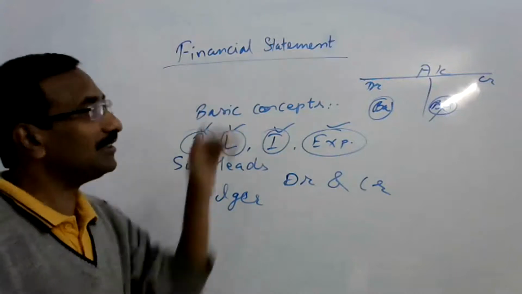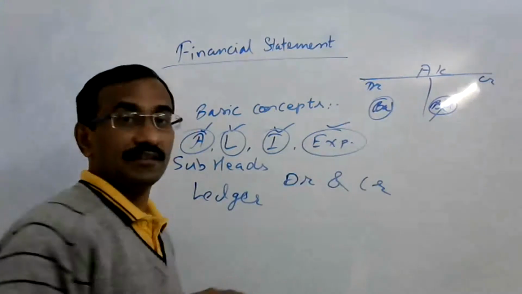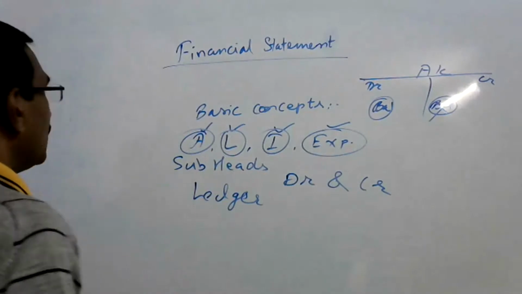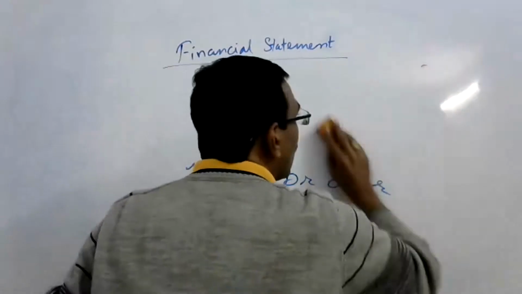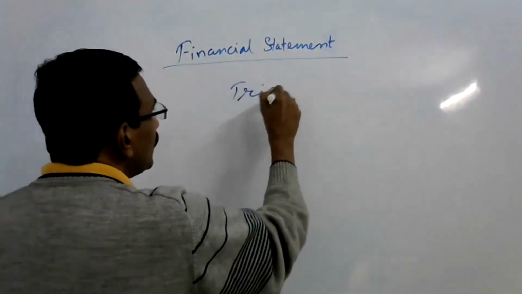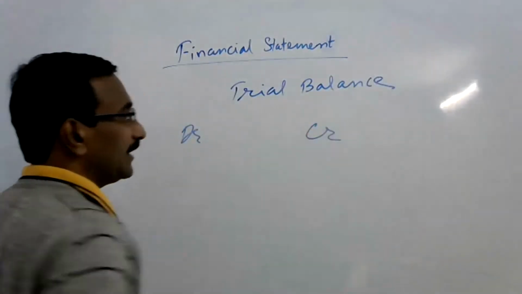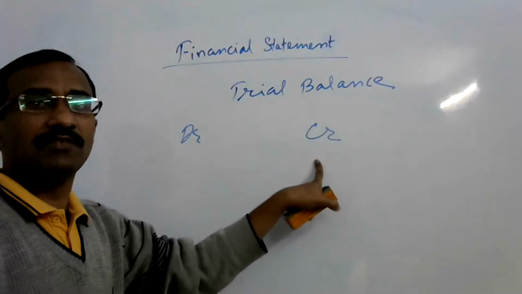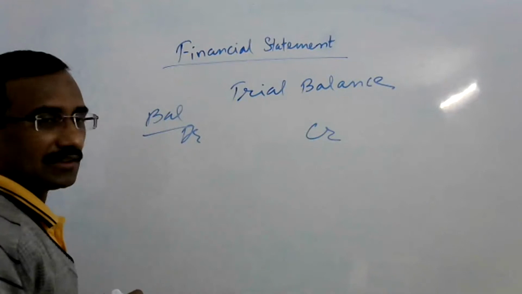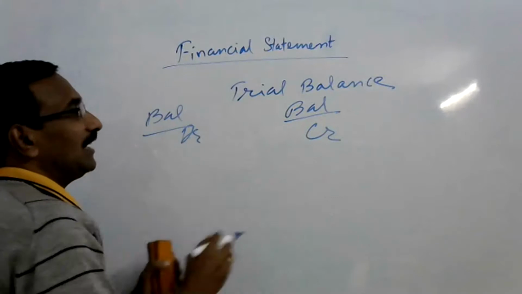But before proceeding to the financial statement, we have to recheck whether whatever we did is correct or not. For that purpose, we have to prepare a trial balance. Why a trial balance? Because for whatever transactions we did, we either debited or credited. That means one effect is in debit, another effect is in credit. Some accounts will have a debit balance, some accounts will have a credit balance. So we need to know whether our debits and credits agree.